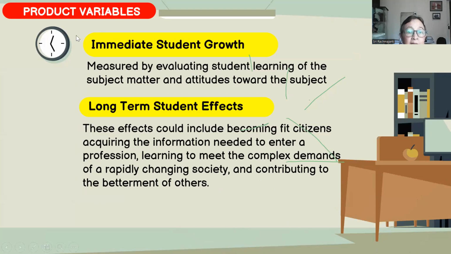Okay, this is the last one. Immediate student growth. This variable is measured by evaluating student learning of the subject matter, not only subject matter, but also attitude. Remember, I think this is for curriculum 2013, especially, also for university students. In our country, there are 3 competencies to accomplish. What is the first competence? Anybody can mention? Let me try to repeat. In our country, students should achieve 3 competencies. What are they?